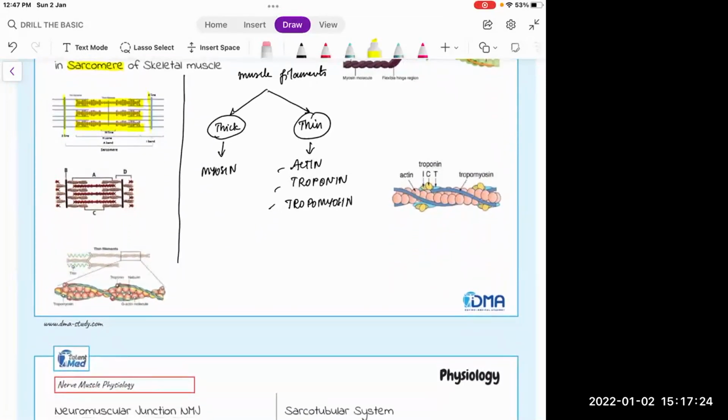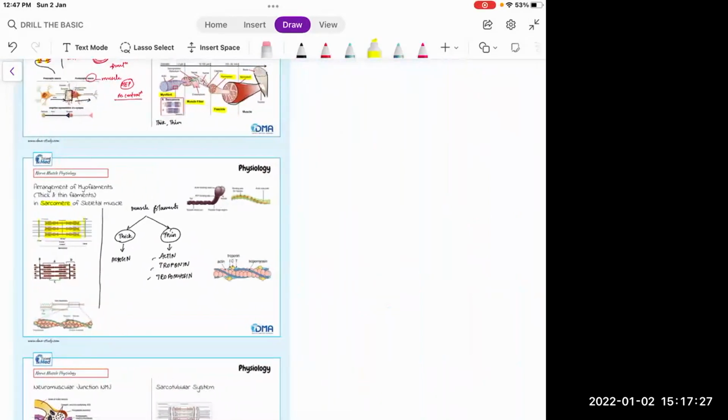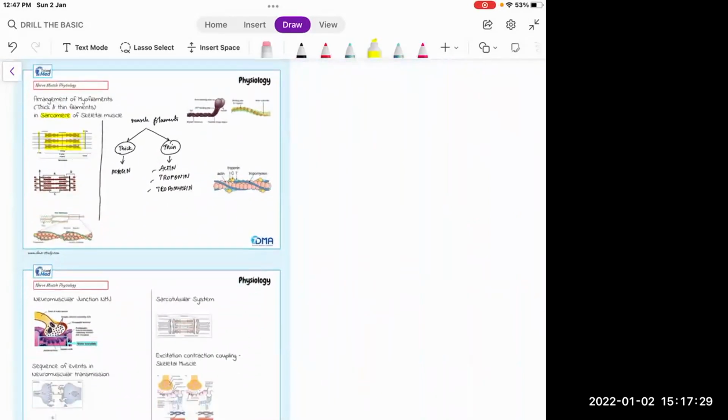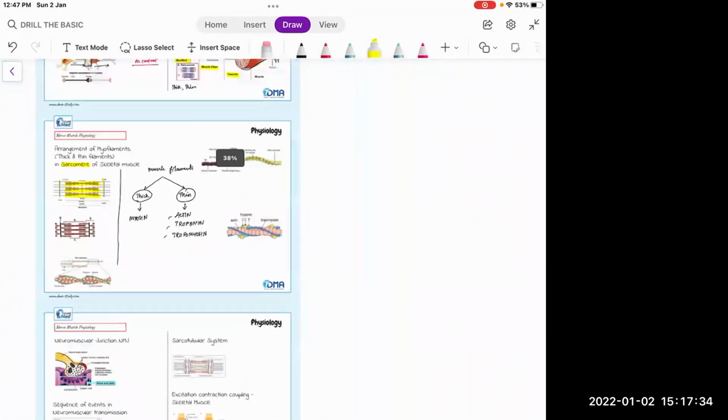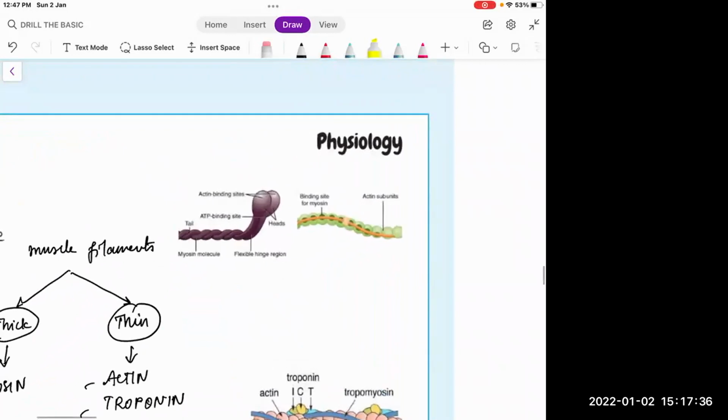Okay, so the detail of how muscle physiology and muscle contraction work, we will see in the regular classes. And this is the structure of the myosin. You have the tail and the head. In between the tail and the head, you have a flexible hinge region, also the neck part.